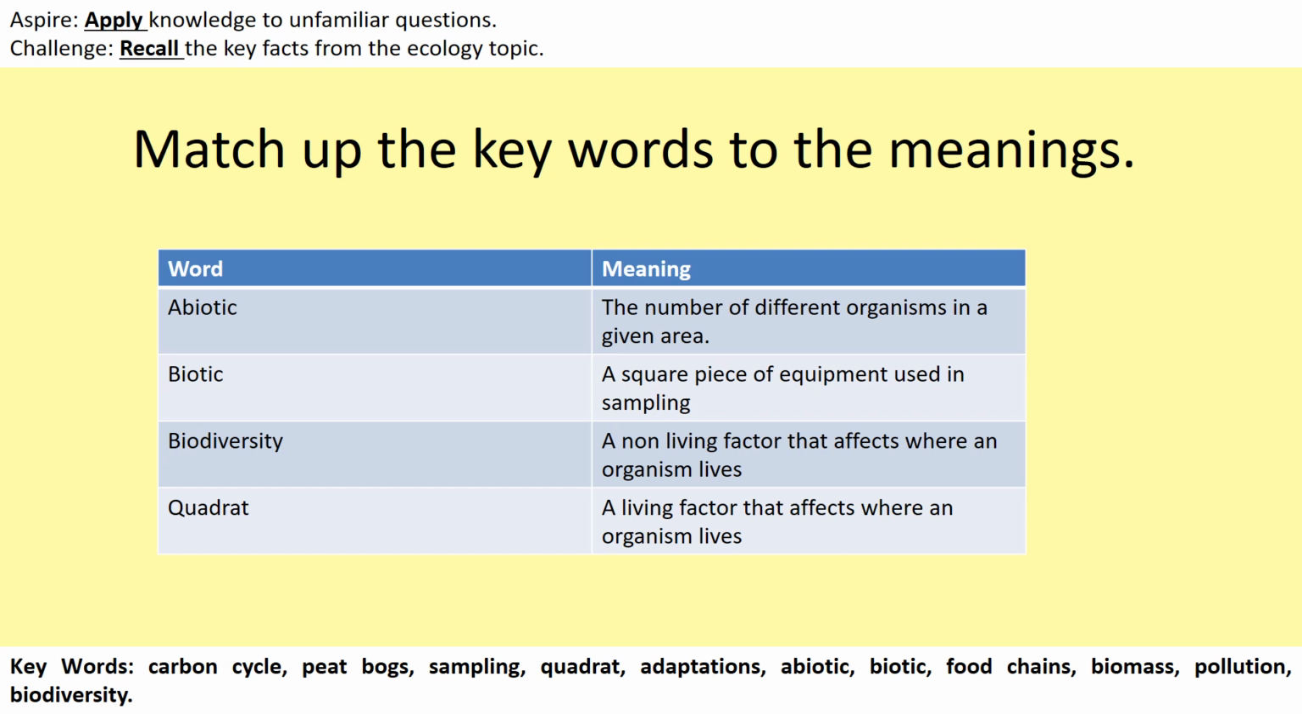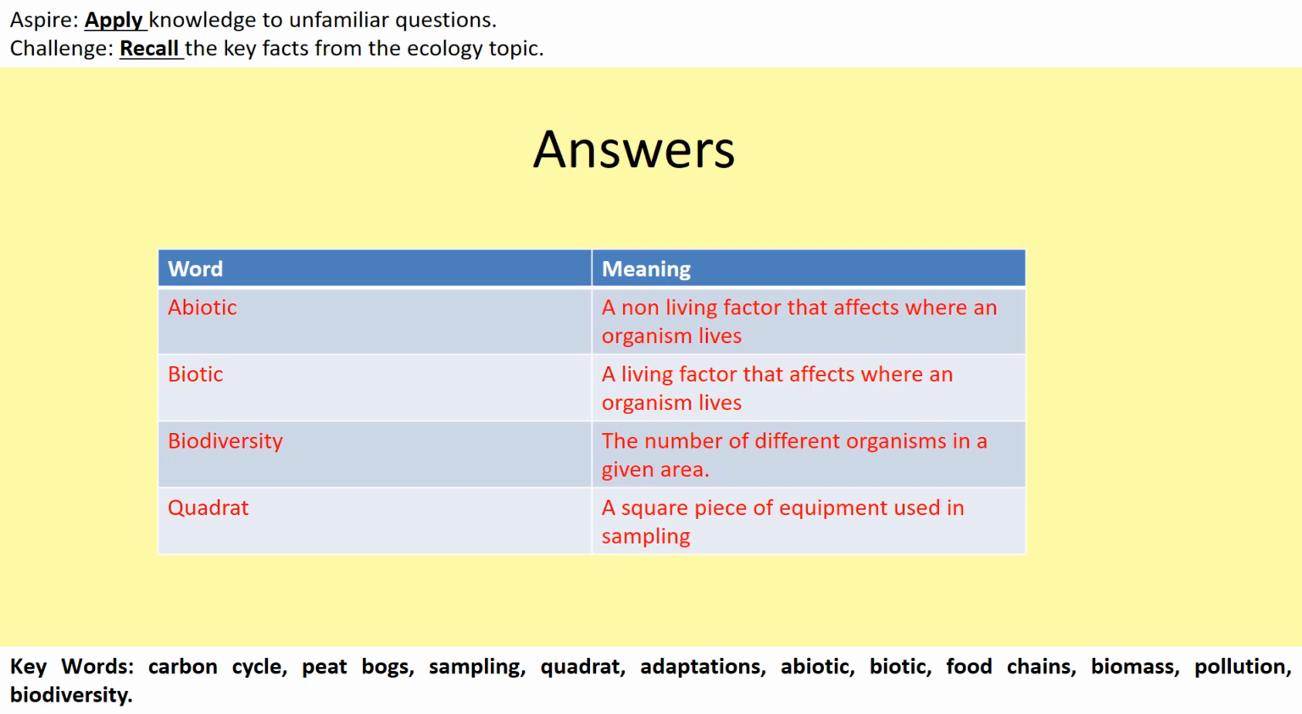Okay, time's up. Here's your answers. So abiotic means a non-living factor that affects where an organism lives. A biotic factor is a living factor that affects where an organism lives. Biodiversity is the number of different organisms in a given area, and a quadrat was that square piece of equipment used for sampling.